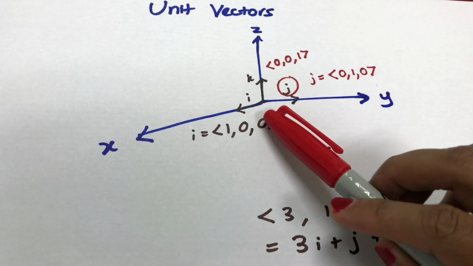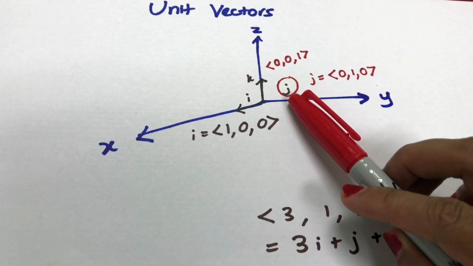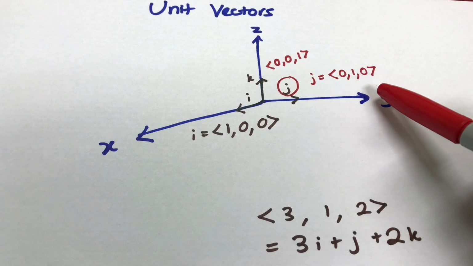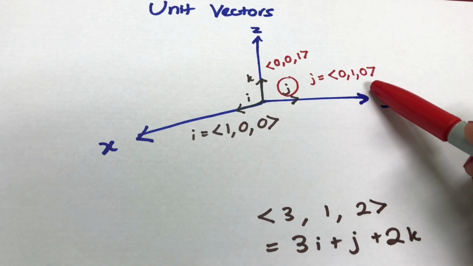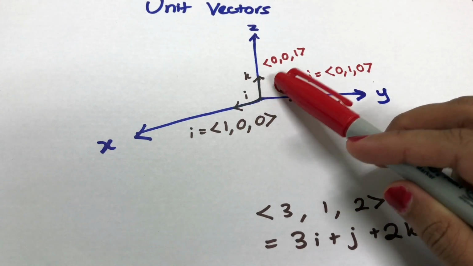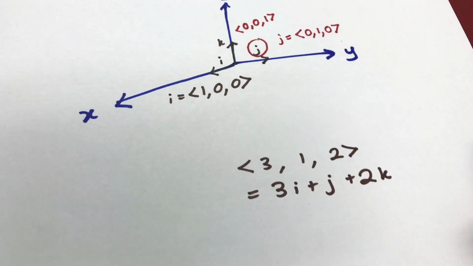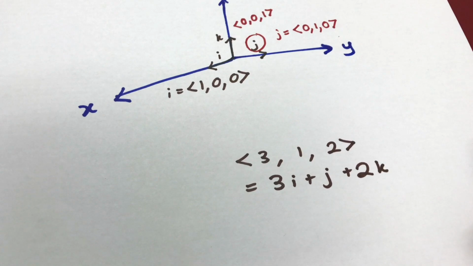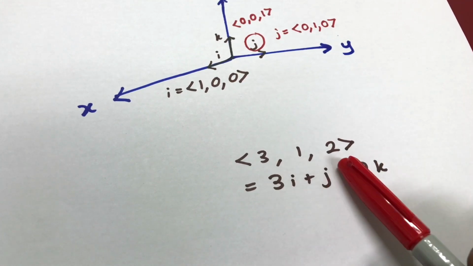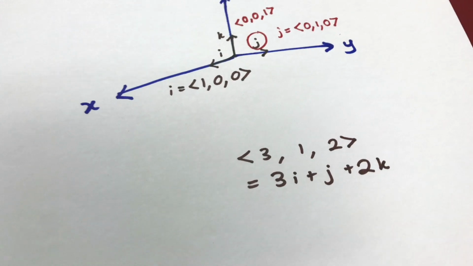So, what are the components of j? j extends 1 unit along the y-axis. The components would be 0, 1 and 0. Similarly, the components of k here is 0, 0, 1. Let's look at this example. We can represent any vector with the multiples of i, j, and k. The components 3, 1, and 2 here could be written in the form of 3i plus j plus 2k.